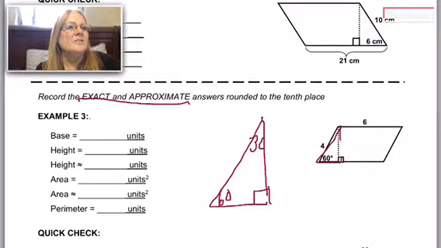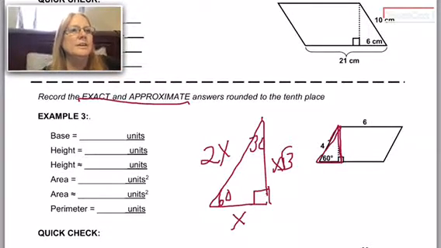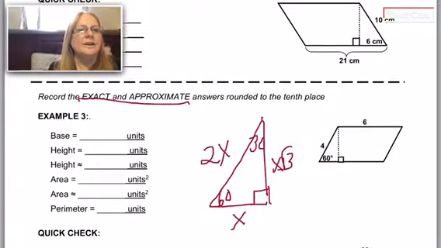Okay? And so you're going to have to use your rules of x, x to the square root of 3, and 2x. Okay, let me erase over here if I can. All right.